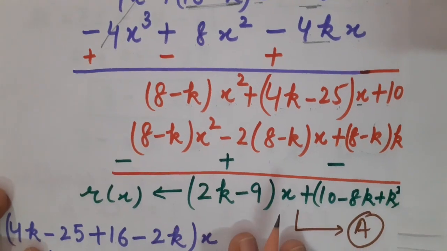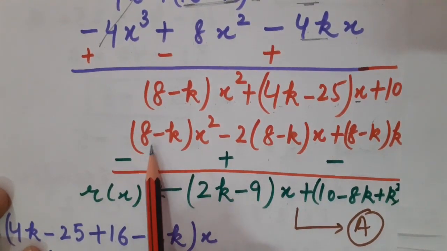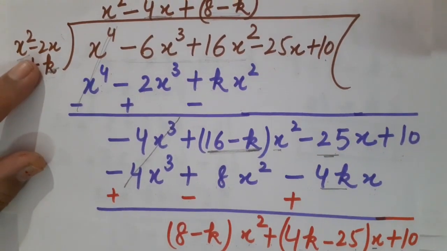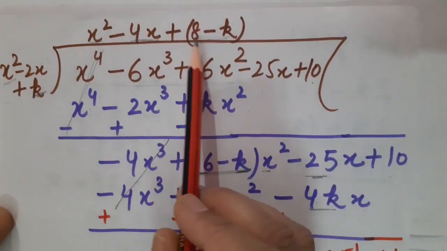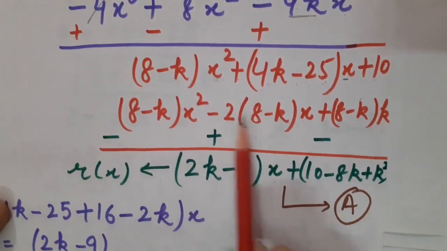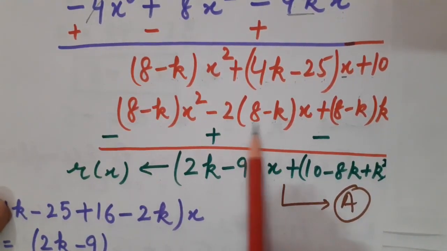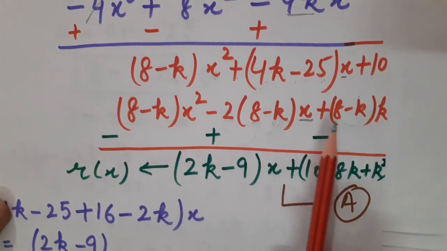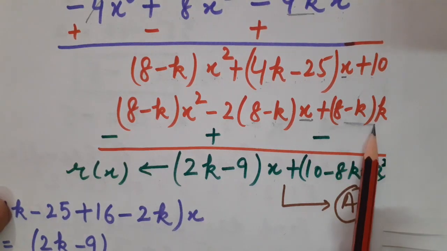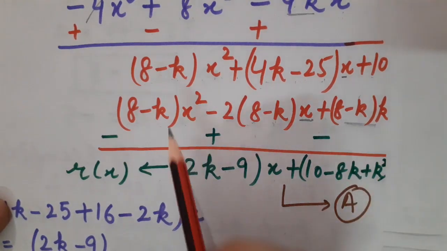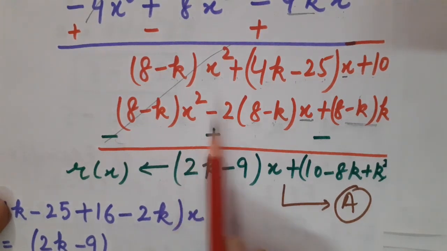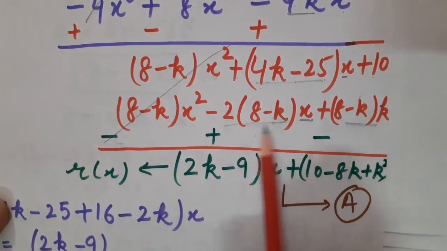So after multiplying this complete g(x) by 8 minus k, children, this is the expression which I have got, that is 8 minus k into x square minus 2. Look, this minus 2x will be multiplied by 8 minus k. So I have just written here minus 2 with 8 minus k in product with x. Correct? Plus 8 minus k will be multiplied by k. So you will be getting 8 minus k into k. Now again changing the sign, the complete expression is going to be cancelled. Now let us solve this expression.